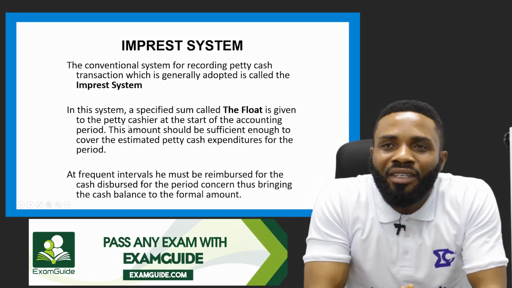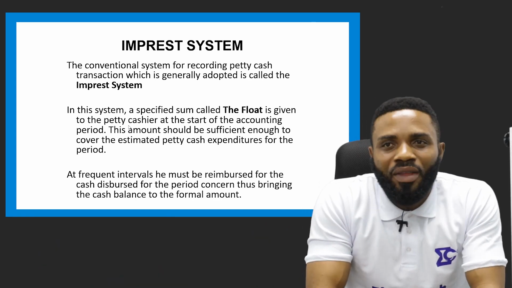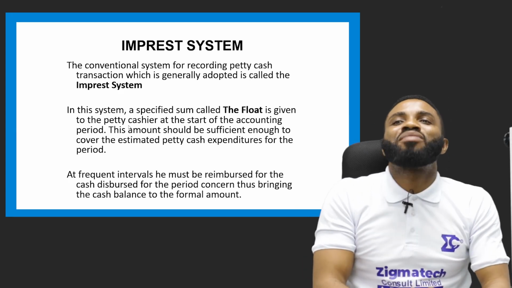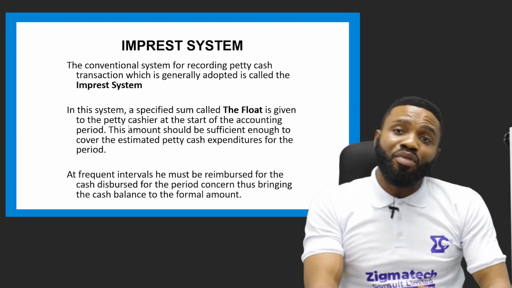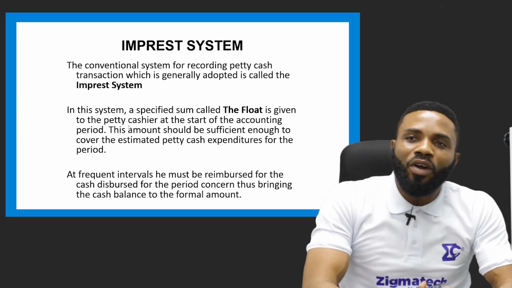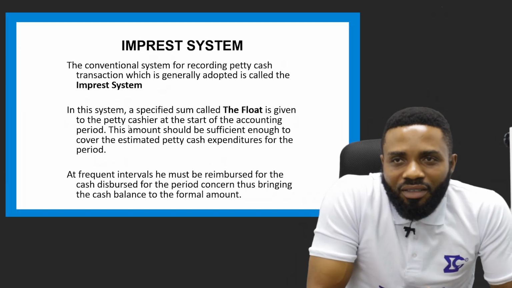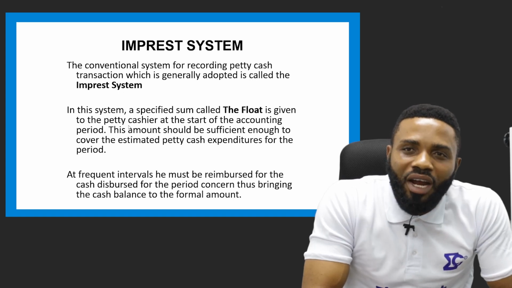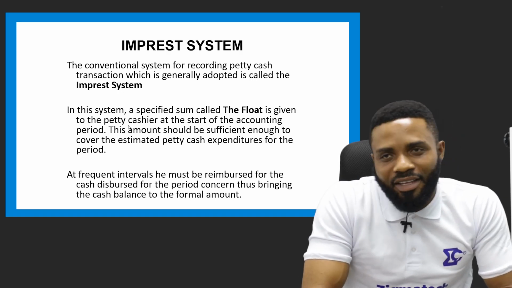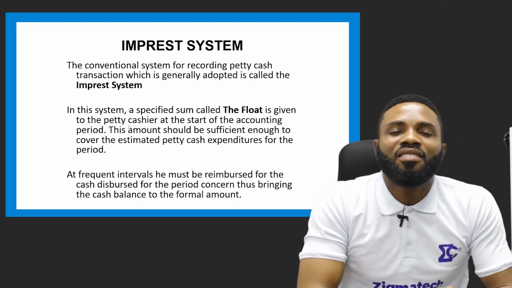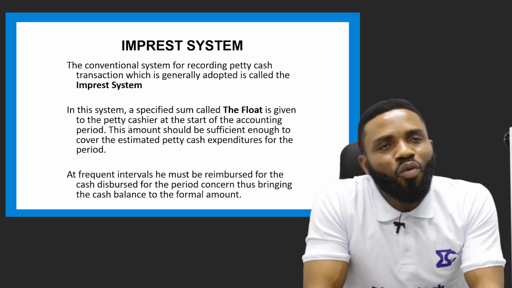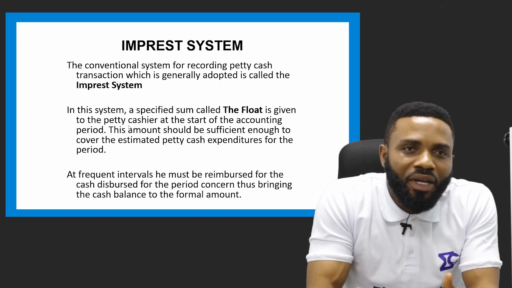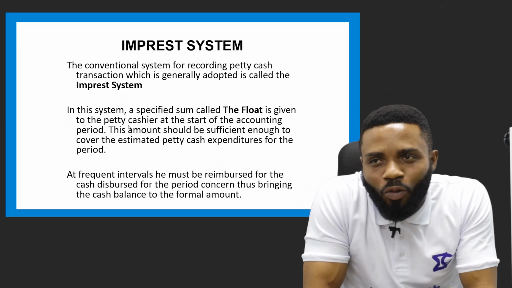Now, there is a fundamental system that is used to describe the petty cash book. It is called the Imprest system. The conventional system for recording petty cash transactions, which is generally adopted, is called the Imprest system. What then is the Imprest system? Imprest system is simply a system whereby an amount of money called the float is given to the petty cashier at the beginning of the period.